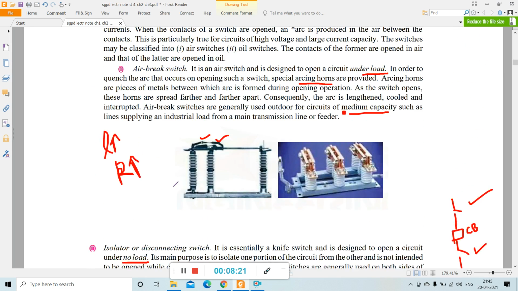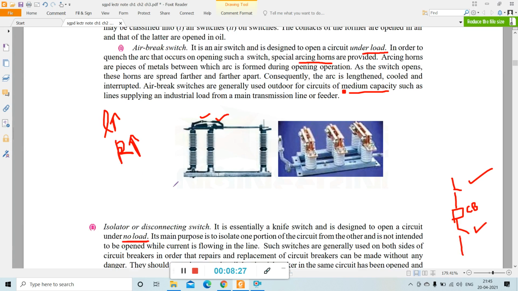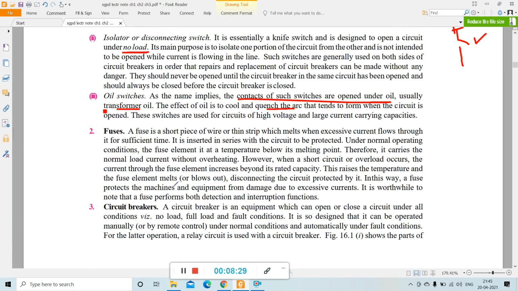Okay, the next one. First is the switchgear. Under switchgear equipment, first you discuss, you know about switches, different types of switches, and then it is fuse. Already you know about fuse very well. Fuse is a short piece of wire or thin strip which melts when excessive current flows through it for sufficient time. Okay, so it is inserted in series with the circuit to be protected.